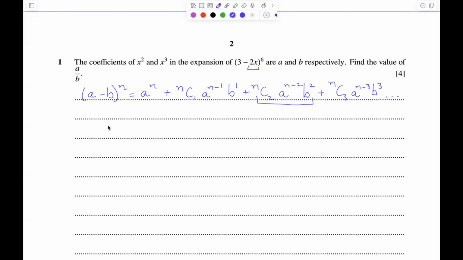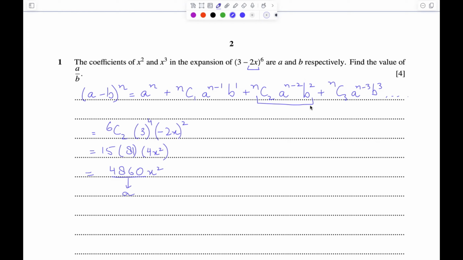the power 2. We'll get 6C2 as the value of n is 6, a is 3, so we get 3 to the power 6 minus 2, which is 4, and b to the power 2, so b is minus 2x to the power 2. Simplifying this, we will get 6C2, which is 15, 3 to the power 4 is 81, and (2x) whole square will become 4x squared. Multiplying this, we get 4860 x squared. So 4860 is the coefficient of x squared, which is a.